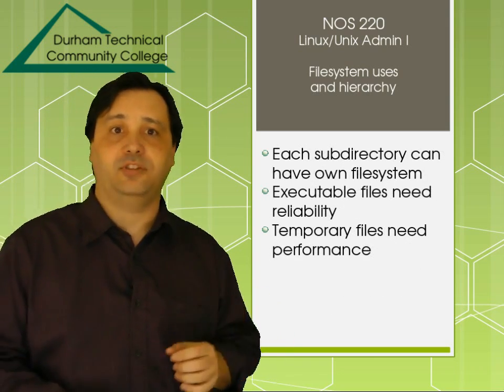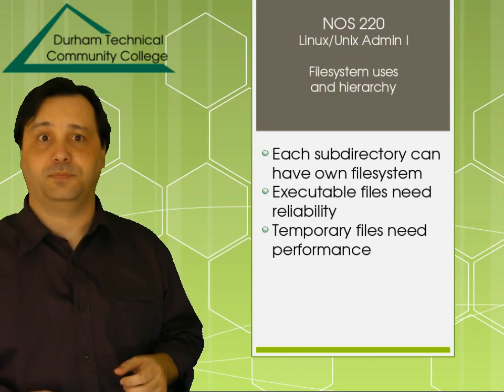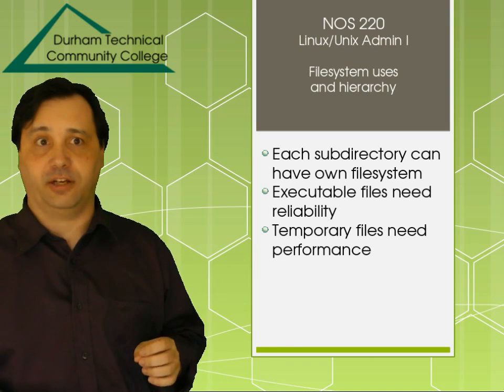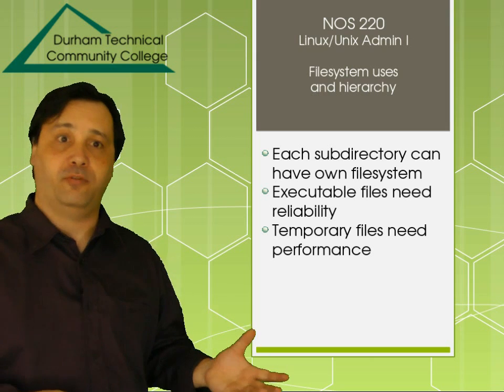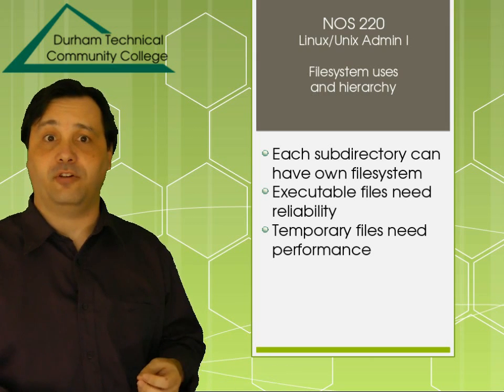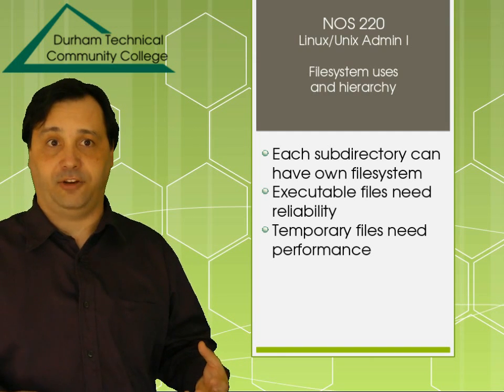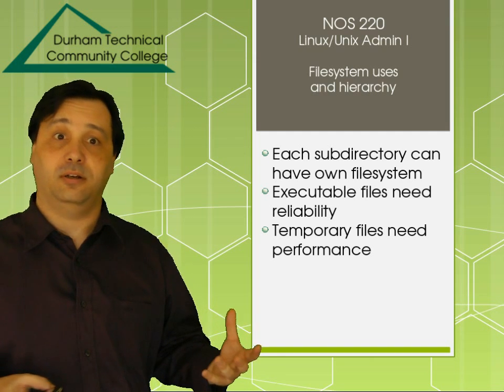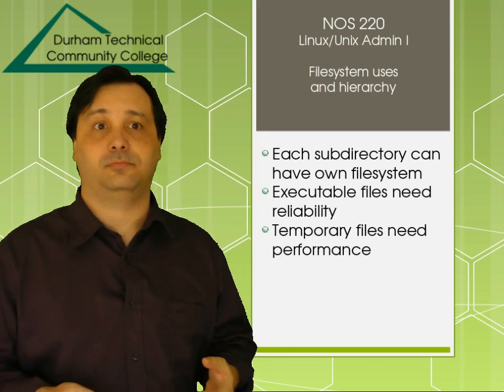So, each of these systems can have its own file system with different performance characteristics. The executable directories have data that almost never changes, and so reliability is more important than performance. On the other hand, the /var and /tmp directories are constantly in action and usually have many small but unimportant files, so performance tends to be paramount.